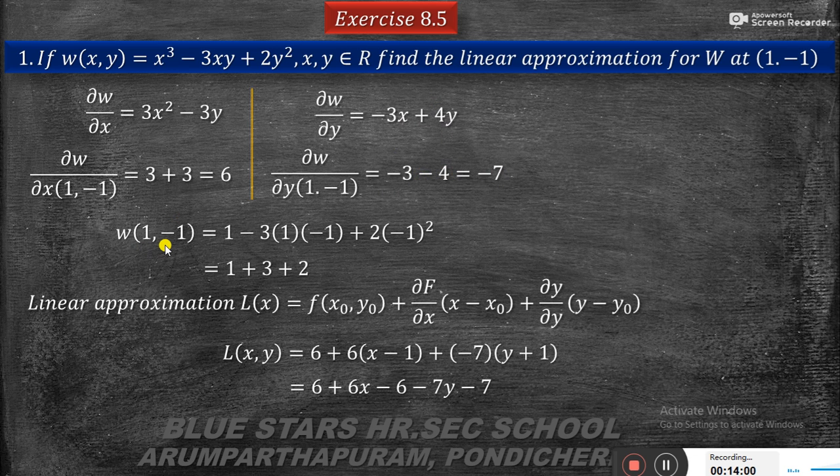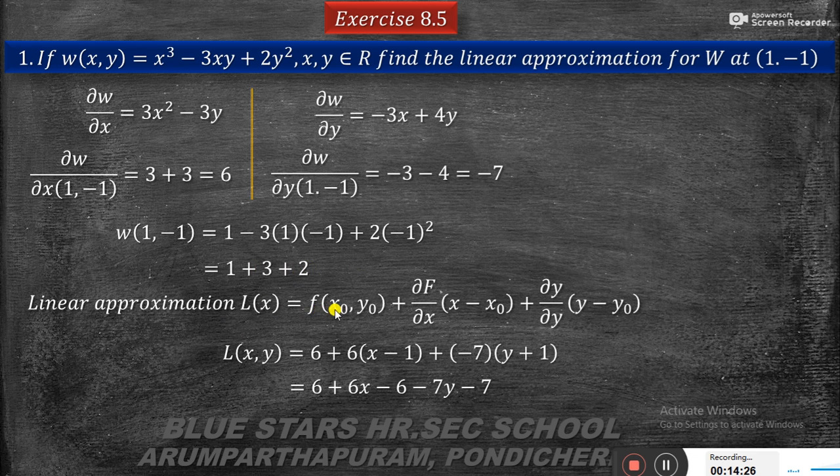Therefore w(1, −1). Next I substitute the point, because w(x0, y0), here the function is w. So w(1, −1) equal to, I substitute x equal to 1, y equal to −1: 1³ minus 3 into 1 into −1 plus 2 into (−1)². So 1 plus 3 plus 2 means 6.